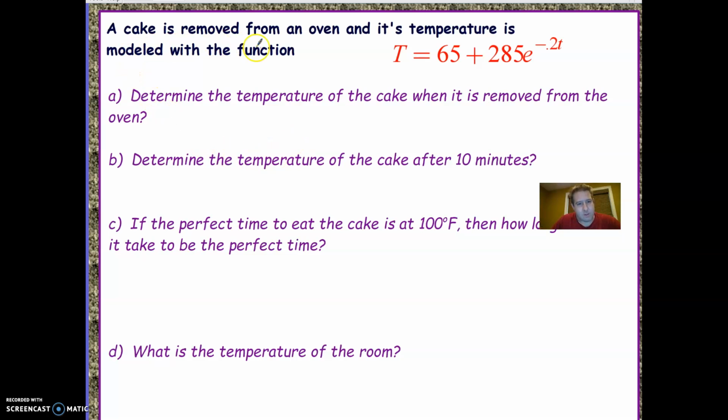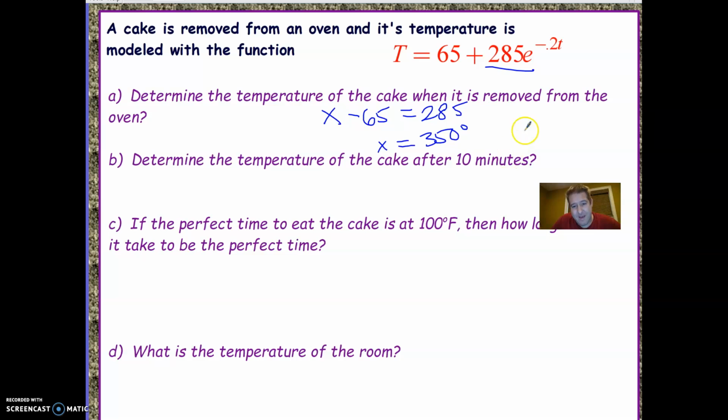A cake is removed from an oven and its temperature is modeled with this function. Determine the temperature of the cake when it's removed from the oven. Okay, so remember the formula is the temperature it started with minus the medium equals this number right here, which is 285. So then if I add 65 to both sides, then x must be 350 degrees.